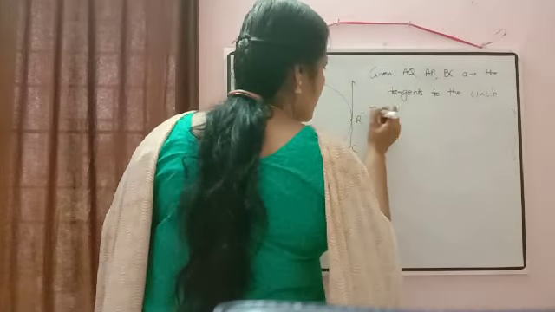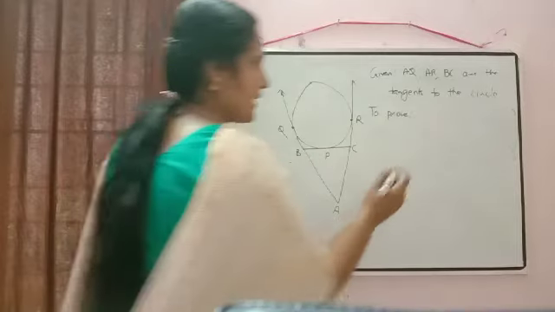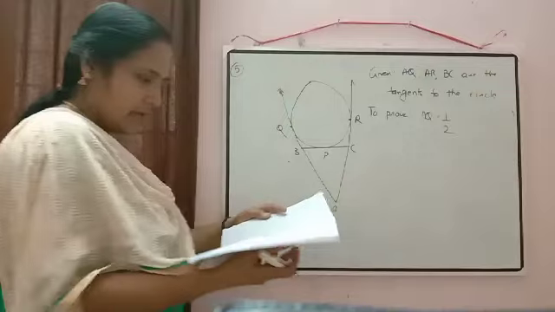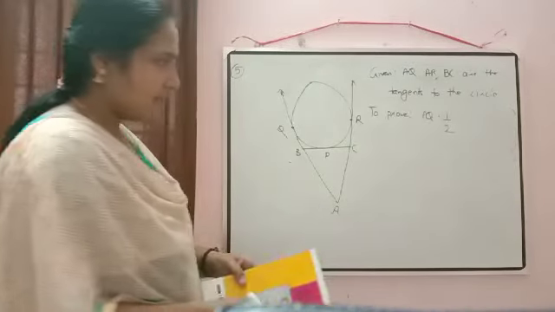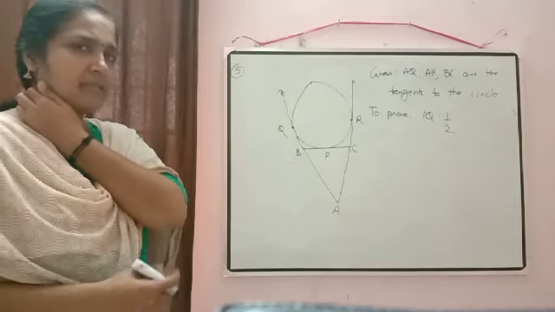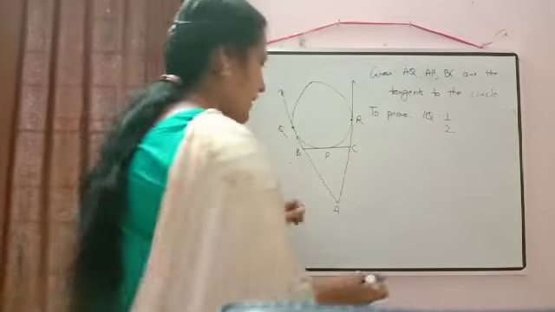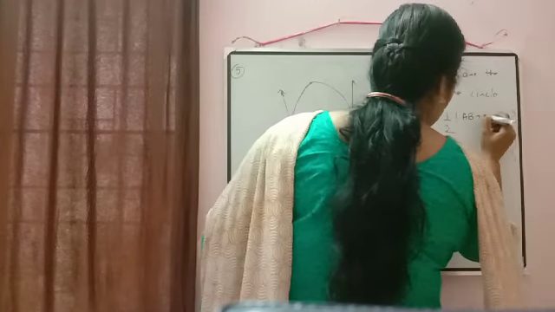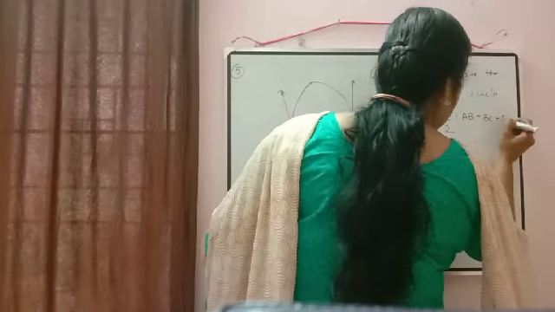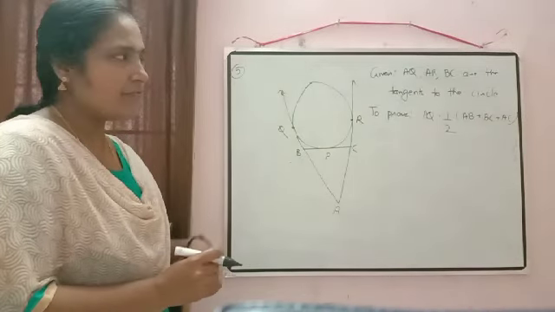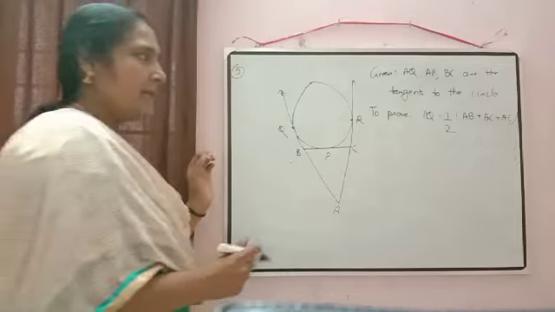Then to prove. What do we have to prove here? We have to prove AQ is equal to half the perimeter of triangle ABC. What do you mean by the perimeter of any triangle? Perimeter means the sum of all the sides. So we have to prove AQ is equal to half of AB plus BC plus AC.